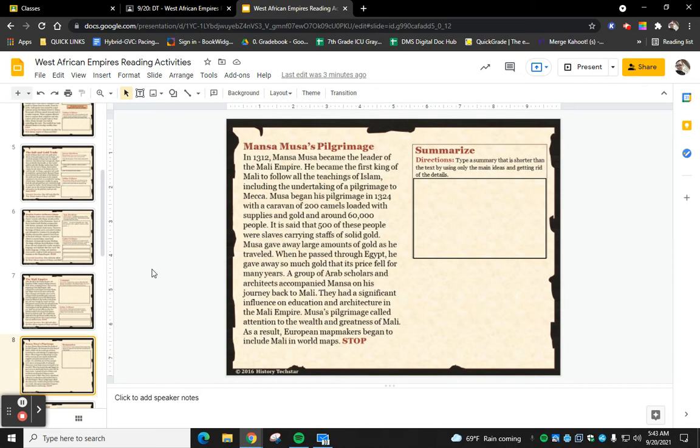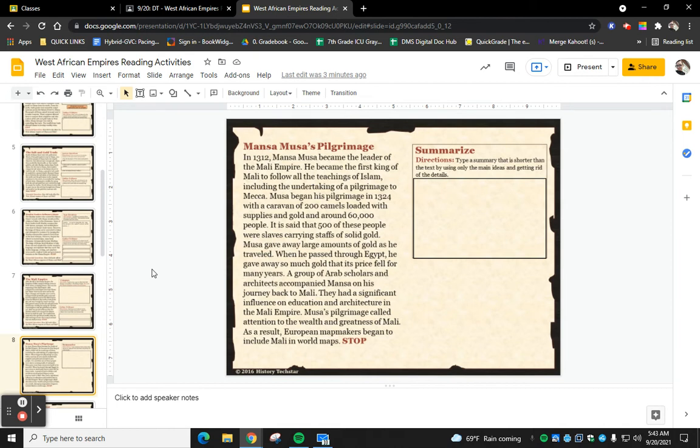Mansa Musa gave away large amounts of gold as he traveled. When he passed through Egypt, he gave away so much gold that its price fell for many years. That actually hurt the economy of Egypt, because now you're having to pay more gold for the old amount of stuff, because now gold is worthless, basically.